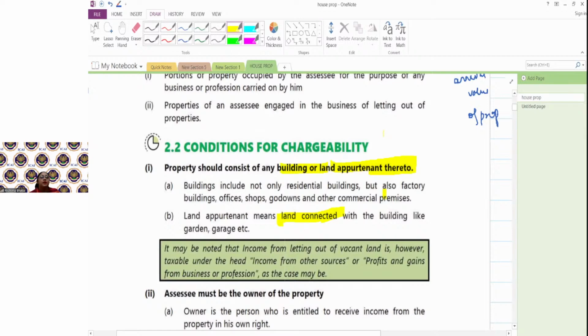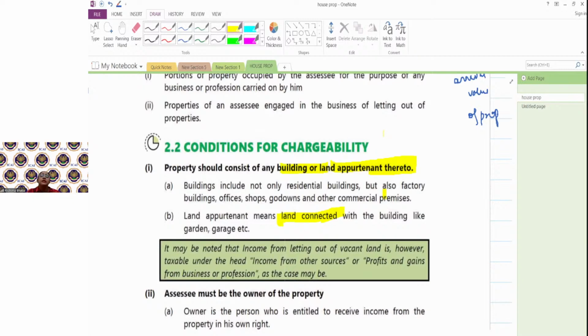So the next question would be, ma'am, is only land not house property? Yes, only land is not house property. Hence, if there is vacant land and some income comes from it, it would never go under the head income from house property, because here we mean a structure, a building. I'm not saying a building of many floors, but there should be four walls and a roof to be a proper building, and land appurtenant thereto would become income from house property.